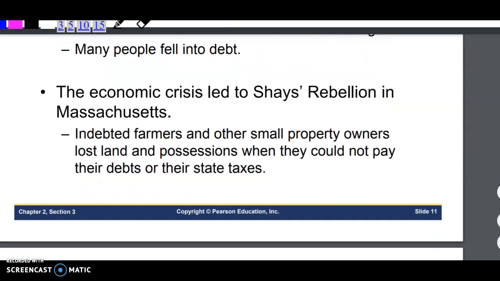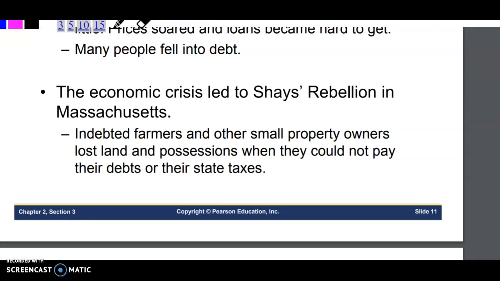So what was Shays Rebellion? Shays Rebellion was where indebted farmers, so farmers in debt, and other small property owners lost land and possessions because they could not pay their debts or their state taxes.